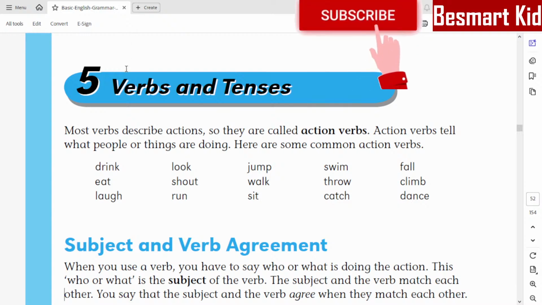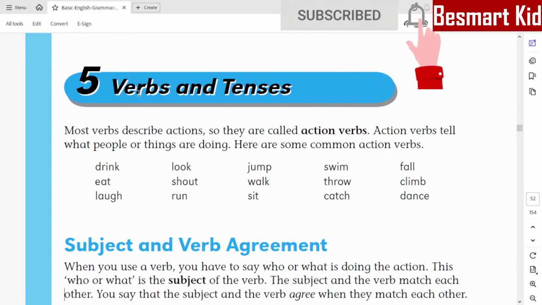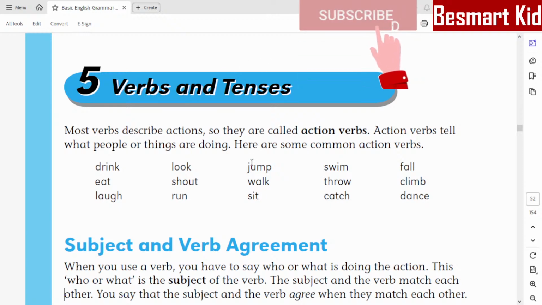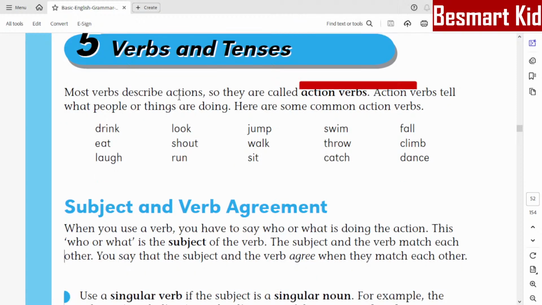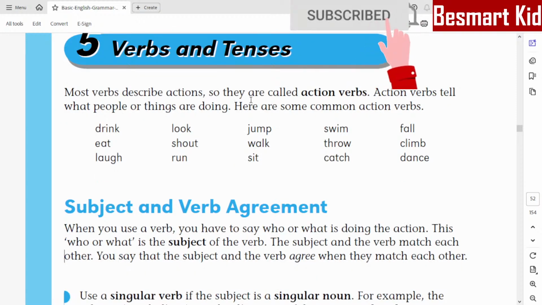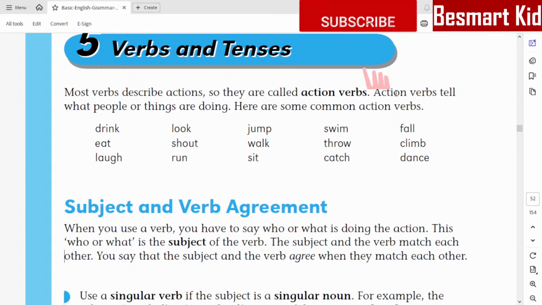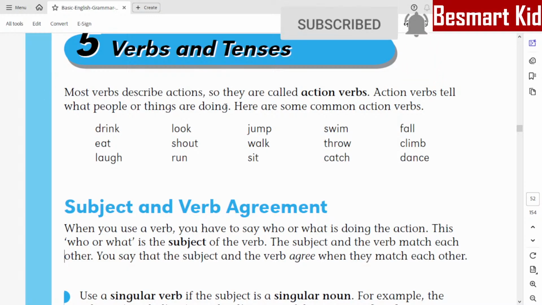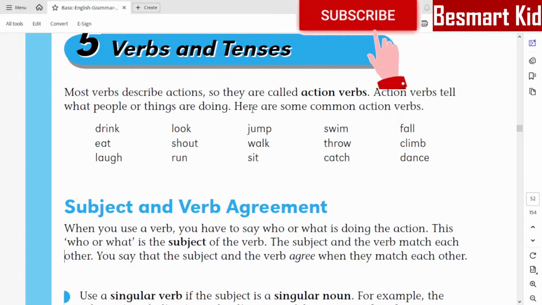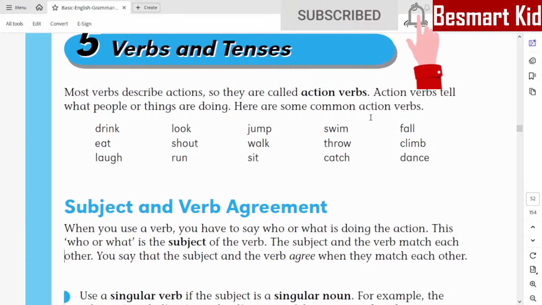Today we are going to have Chapter 5, which is Verbs and Tenses. Most verbs describe actions, so they are called action verbs. Action verbs tell what people or things are doing. Here are some common action verbs.